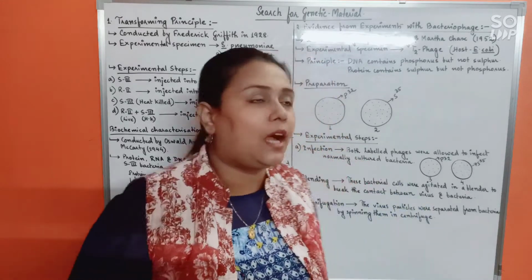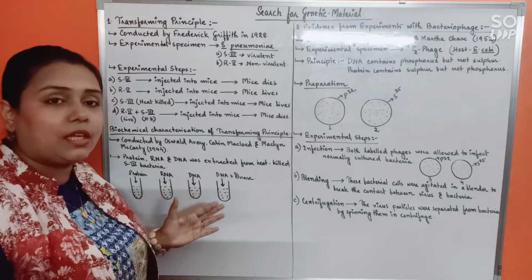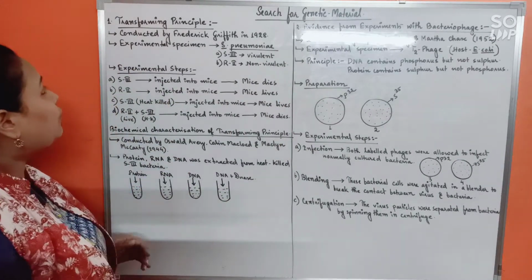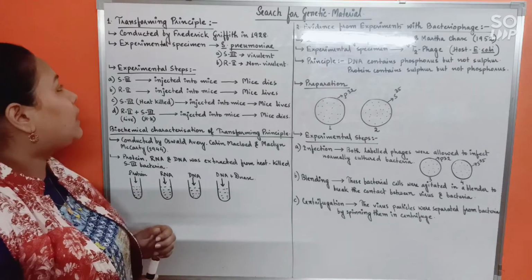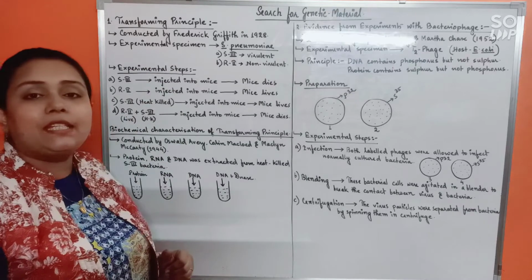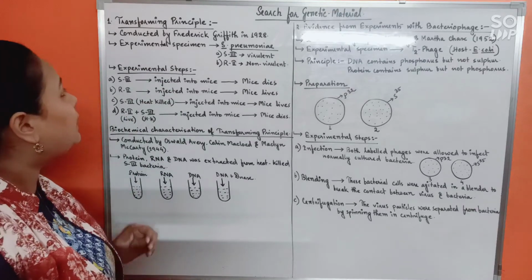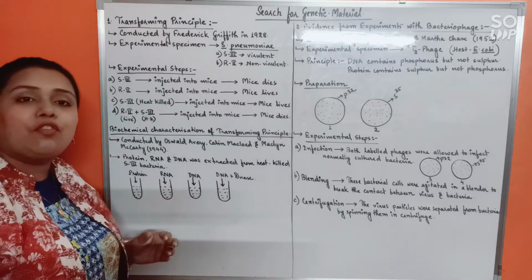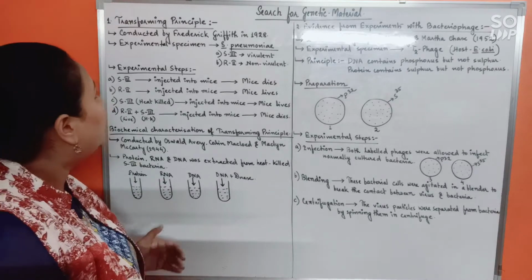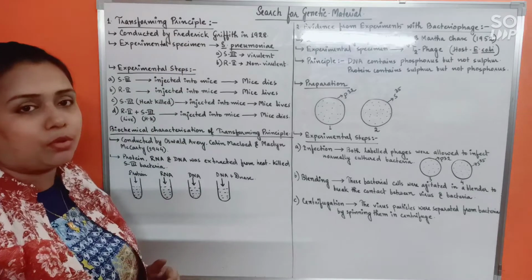Fine. So let's start with the first experiment, that is transforming principle. Transforming principle was first conducted by Frederick Griffith in 1928. Do remember the name, it's very, very important.